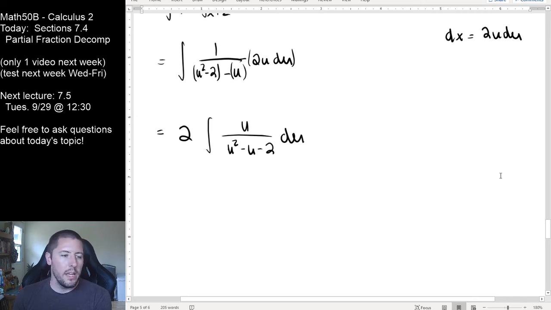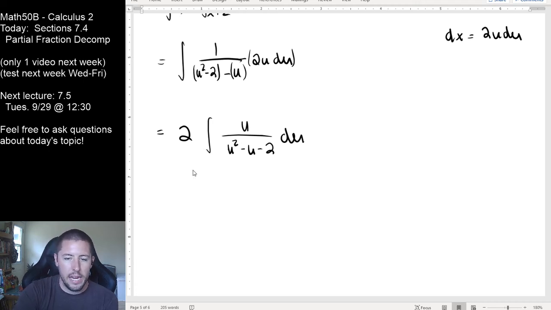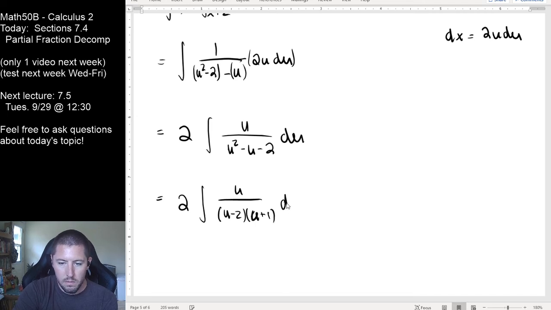Remember kind of what our goal here is. Standard form of the denominator sucks for us. We want factored form in the denominator, and it looks now like I can actually finally pull that off. All right. So we now actually have a factored denominator in terms of u.